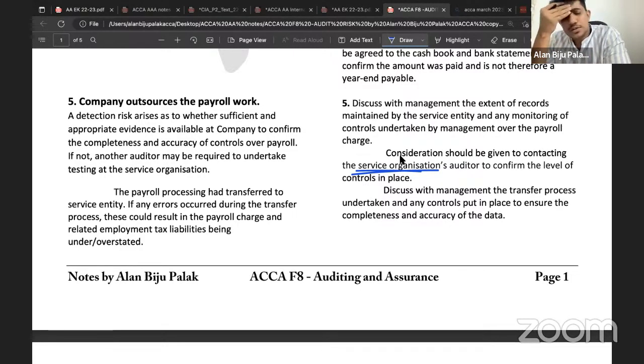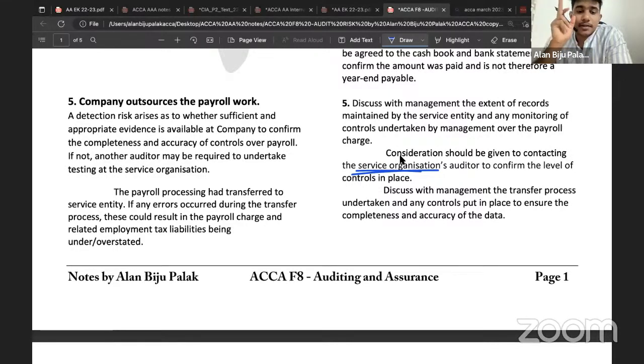So if a company has outsourced any of their work to another entity which is relating to their financial reporting, we will not be able to obtain data, which means evidence. So there can be chances of having detection risk. And as a response, we must consider contacting the client company to know about the extent of work they have outsourced to the service organization. And we must contact the service organization to understand the level of controls which are in place in the service entity to know whether the work performed by the service entity will be free from mistakes. Clear? Is that clear, everyone? Okay.